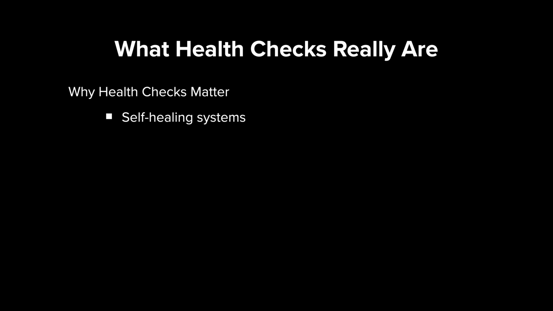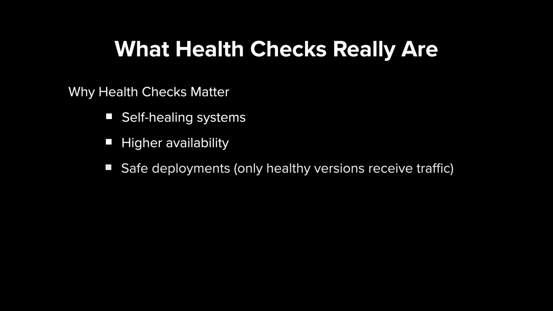When a component fails, health checks trigger automated recovery actions, such as restarting a container or replacing an instance. Second, they ensure higher availability by making sure only healthy resources serve traffic. Third, they support safe deployments, because new versions are only exposed to traffic once they prove they are healthy. Finally, health checks allow for faster failure recovery, reducing downtime and minimizing the impact on end users.